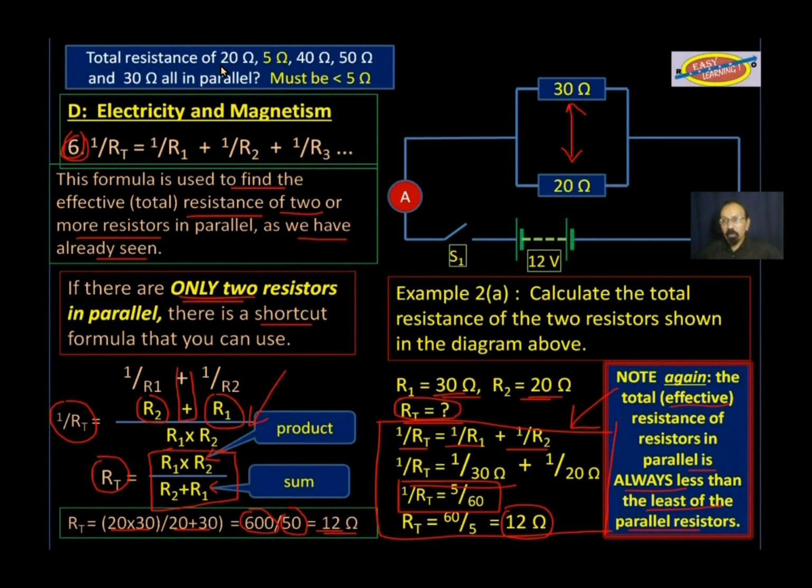So, to reinforce that concept, if you have these resistors in parallel, 20 ohms, 5 ohms, 40 ohms, 50 ohms, and 30 ohms, you know straight off that their total or effective resistance must be less than 5 ohms, which is the least of the resistors here.